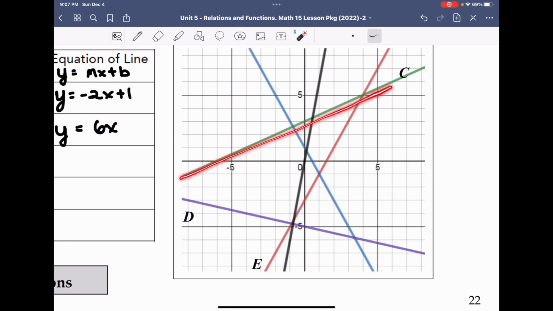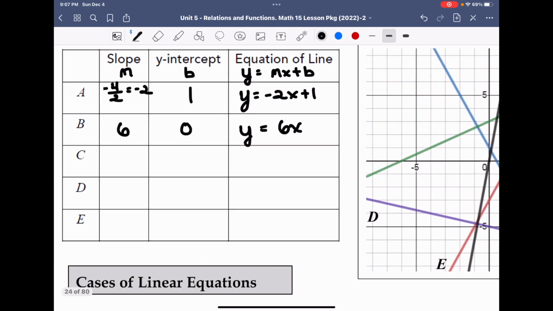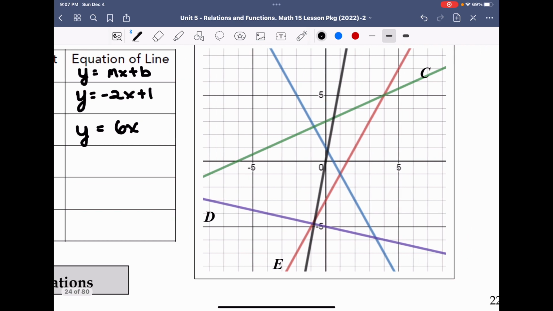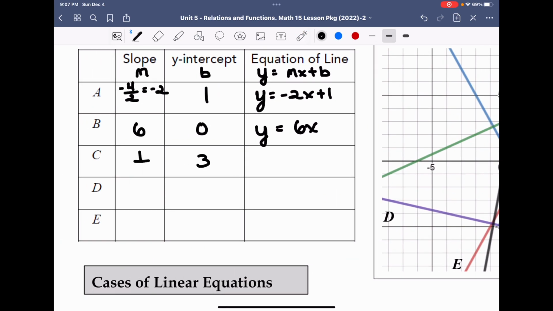Looking at line C, we're looking at the green line. From left to right, it is increasing. Its y-intercept is at +3 there, so we're going to put +3. The slope is indicated by, let's say we go between this point and this point, we go up and over, up 1 unit, over 2, which means our slope value is equal to 1/2. So I'm going to go back over here, put 1/2, and now we have y is equal to 1/2 x plus 3.